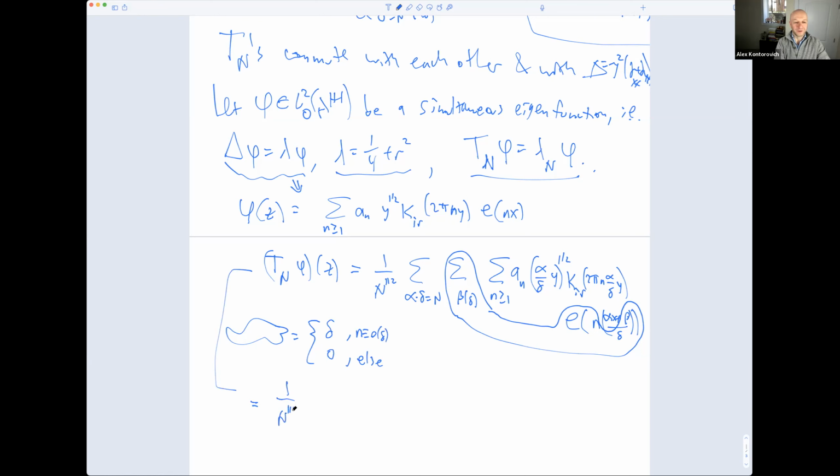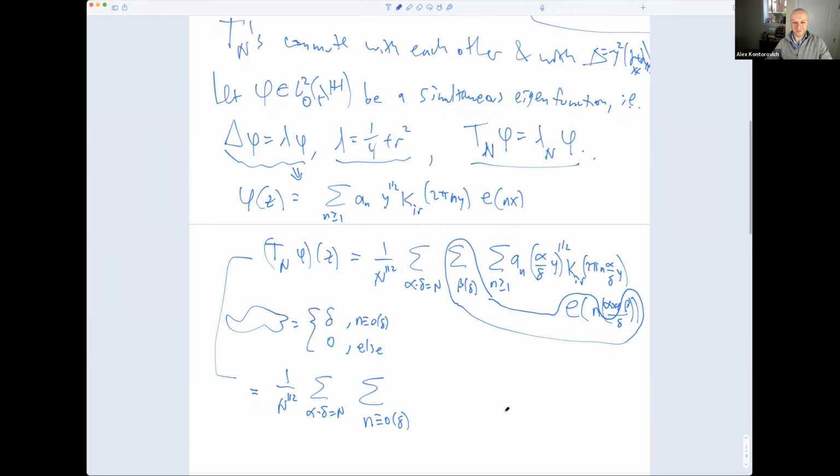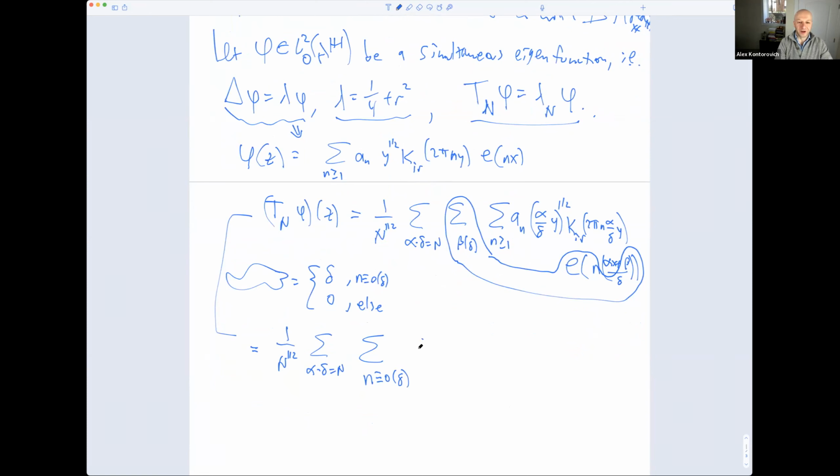I have 1 over n to the 1/2. I have a sum over alpha times delta equals n. And the only little n's that occur are those that are divisible by delta, that are multiples of delta. I have my a sub n, my alpha over delta to the 1/2, y to the 1/2, K_{iR} of 2 pi n alpha over delta y, and e to the 2 pi i n alpha over delta x.